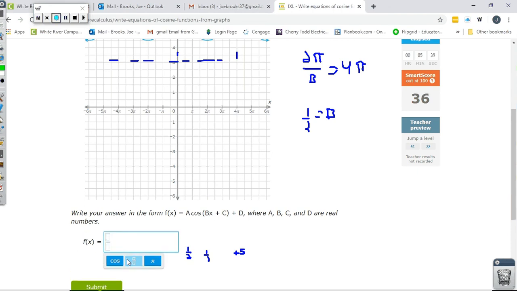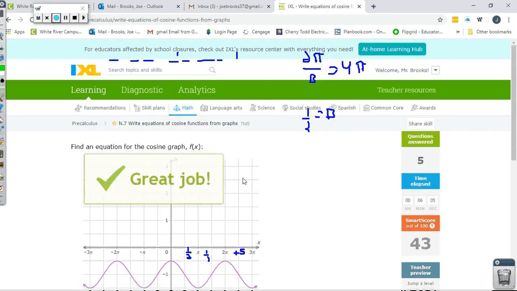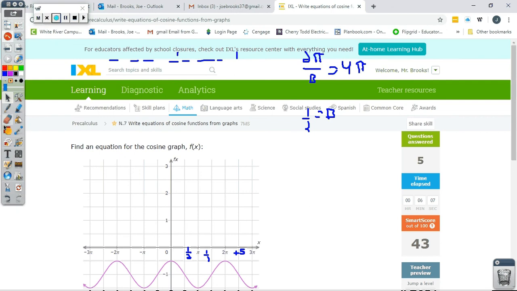We've got 1 half, cosine of, this is 1 half, 2 half. Make sure we get that X in there. And then we shift it up 5. Alright. Let's try it. Okay. So you can see that this is just the same thing.